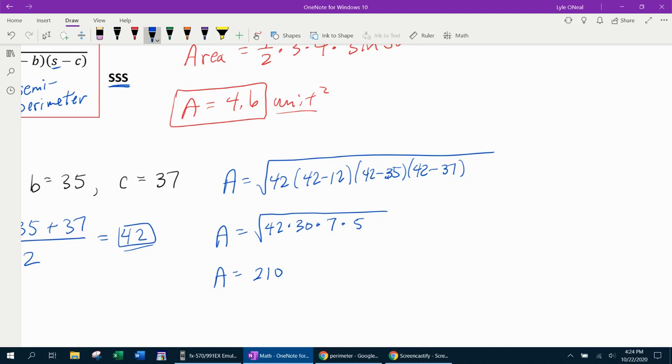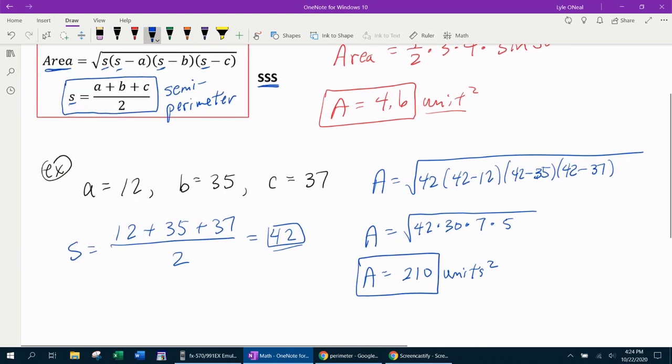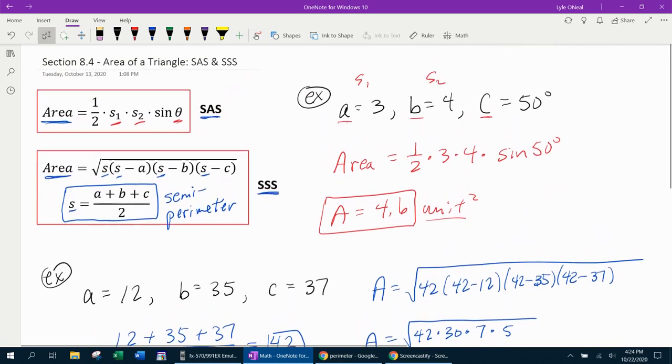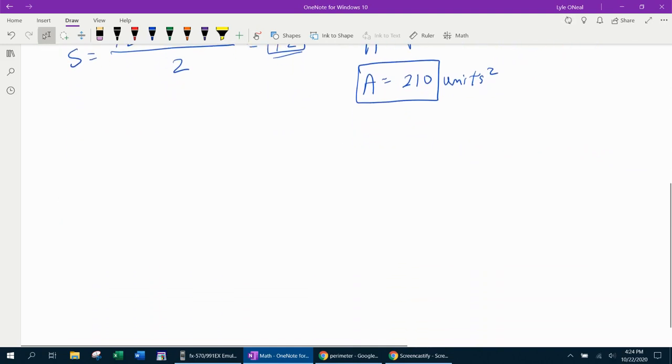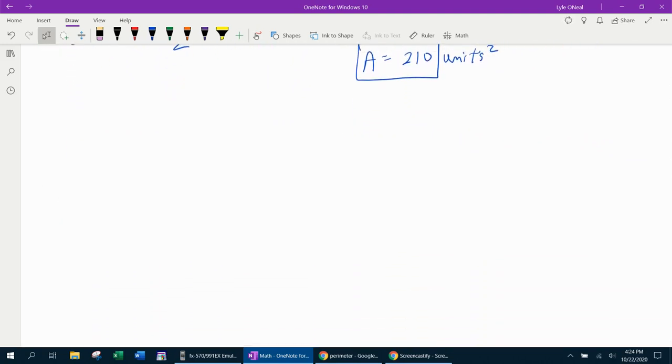210. Now remember, that's our area at this point, and that would be feet squared, inches squared, whatever the units are squared, okay? And that is done. I've covered both formulas. So now you see how to work either area formula, whether you're given side, angle, side, or side, side, side.